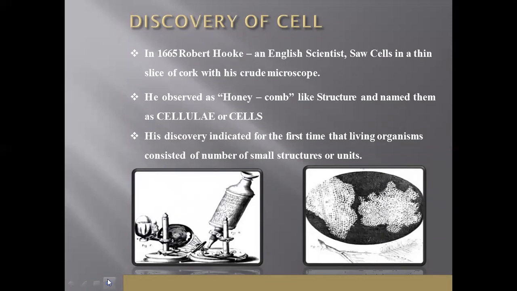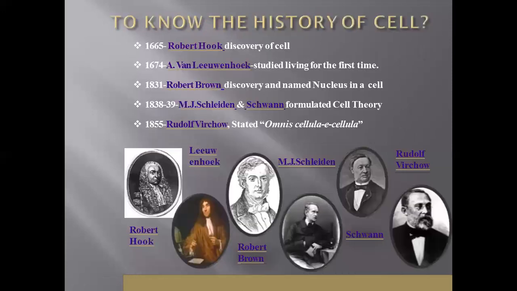Why is it known as a crude microscope? Because he did not have the developed advanced microscope that we have today. In the picture on your left hand side is the microscope that Robert Hooke used. He observed a honeycomb-like structure, the image is given on your right hand side, and named them cellula or cells. His discovery indicated for the first time that living organisms consisted of a number of small structures or units, right? So he was a pioneer to discover that all living organisms are made up of cells.